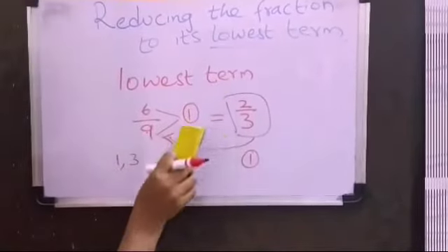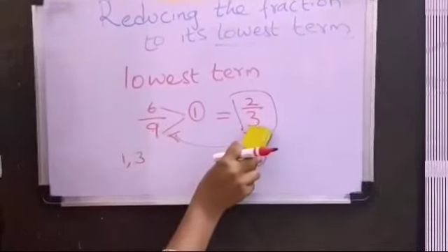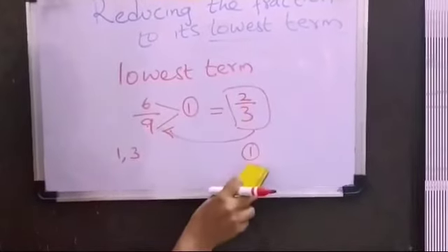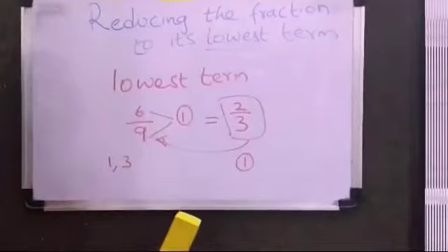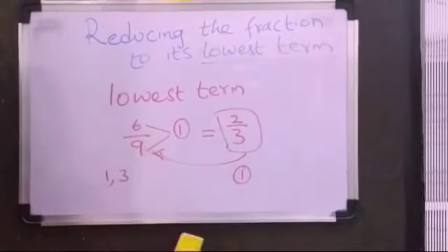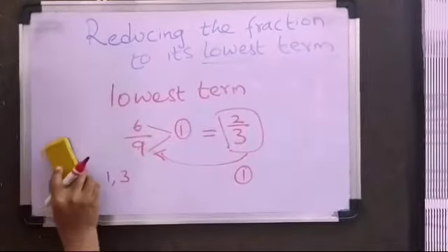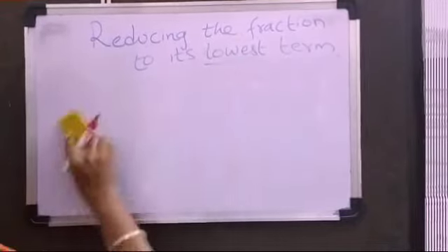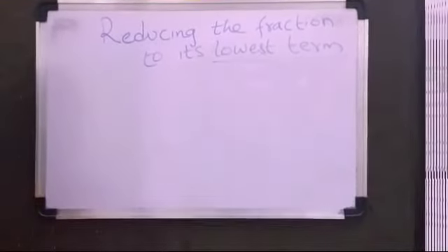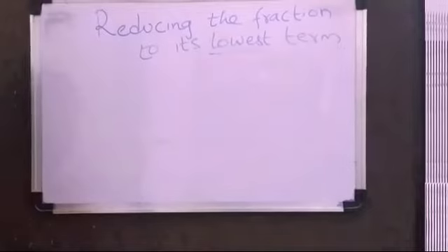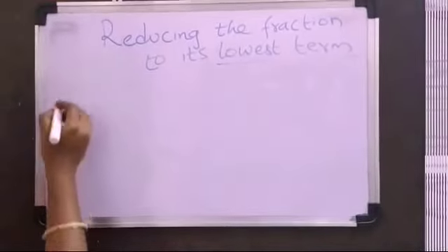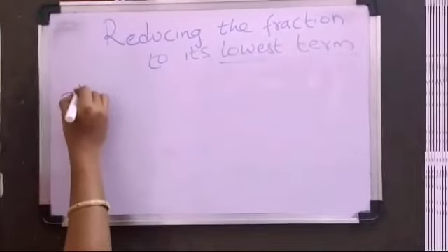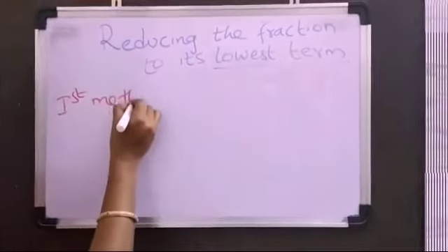Understood? So what is lowest term? If the fraction is such that the numerator and the denominator have only 1 as the common factor, then it is said to be in lowest term. Now, given a fraction, how do we reduce it to its lowest terms? There are two ways. First we will see the first method.